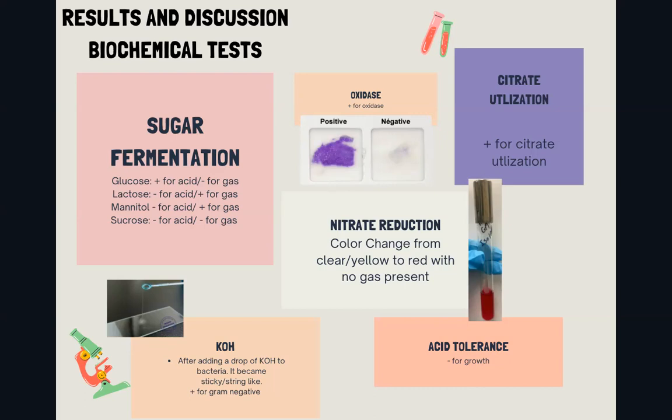The next test we're going to discuss is the oxidase test, which a positive test result is indicated by this purple color shown in this image down below it, where there is no purple color for the negative square. And our isolate showed a positive oxidase, so it looked like the positive square, indicating there's a presence of cytochrome C.